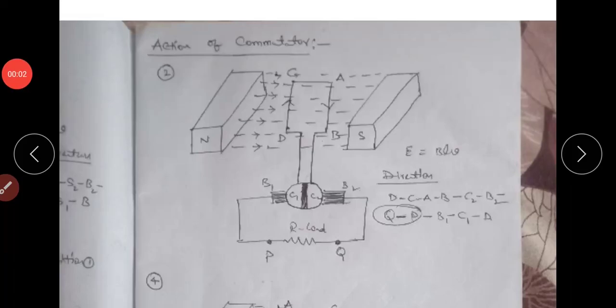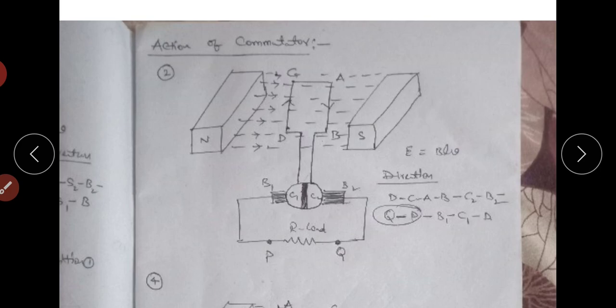Okay, now I would like to explain about the action of commutator. In the last video we discussed the operation of simple loop generator with the slip rings. Now this is also one simple loop generator. Here slip rings are replaced by commutator. This is called commutator or split rings.